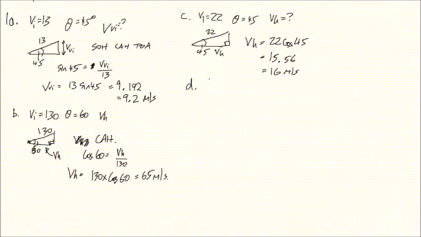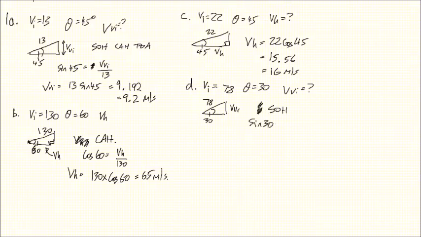D. VI equals 78 meters per second. Theta equals 30, so the angle to the horizontal equals 30. What is the initial vertical velocity? So here's my triangle again, with 30 in here. And so I'm going to be using sine of the angle. So sine theta equals VVI over 78, and sine 30 equals 0.5. So this is again going to come out reasonably quickly: 39 meters per second.